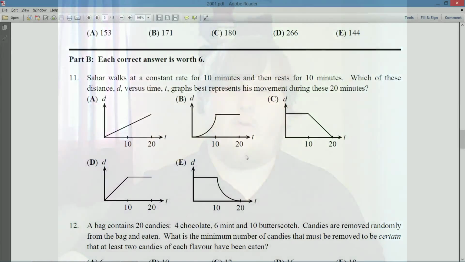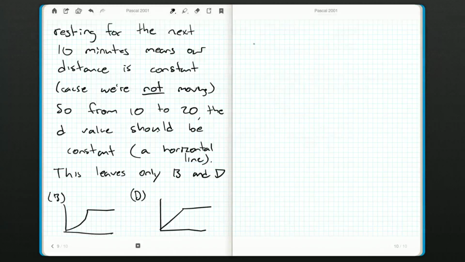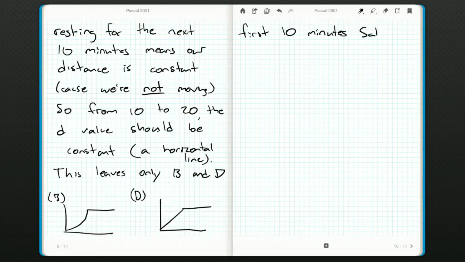So between B and D, which one are we going to choose? Well, the other piece of information is we walk at a constant rate for 10 minutes. Okay, constant rate. So if you're walking at a constant rate, you could say constant speed instead. So first 10 minutes, Sahar moves at constant speed. Now we have distance, we have time, and now we're talking about speed.